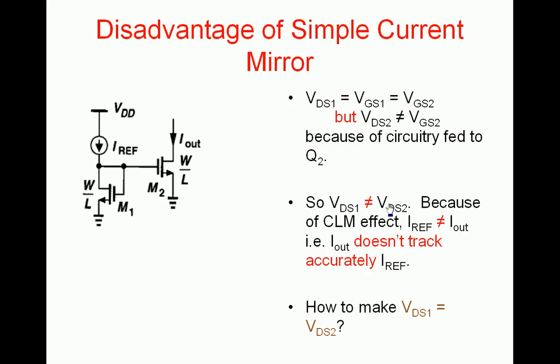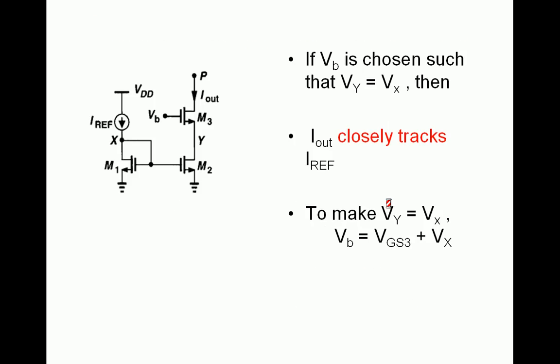Then how to make VDS1 equal to VDS2? Definitely in the simple current mirror, there is a chance of channel length modulation effect, and because of that, I out is not equal to I reference. But how to make VDS1 equal to VDS2? If we make VDS1 equal to VDS2, definitely I out tracks I reference. That is, there is no error, no channel length modulation effect. So for that, what you have to do is make VDS1 equal to VDS2. How to make that?